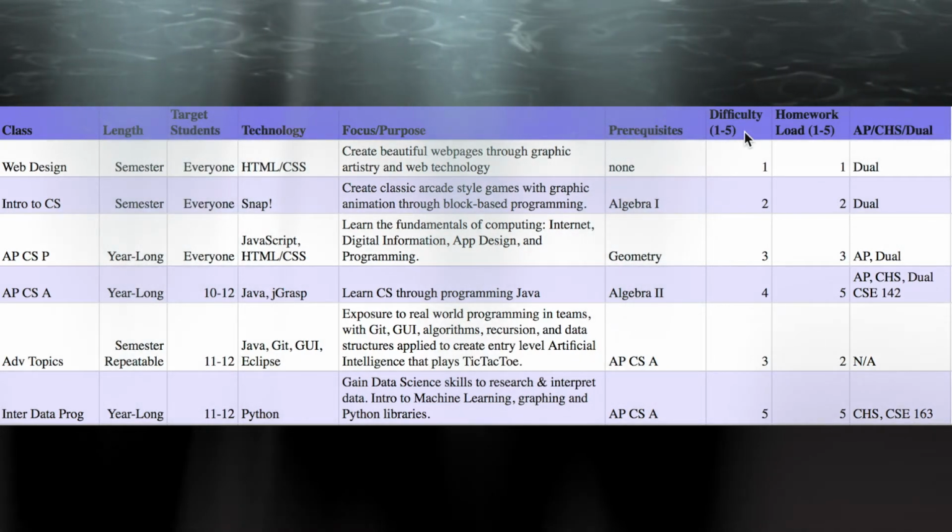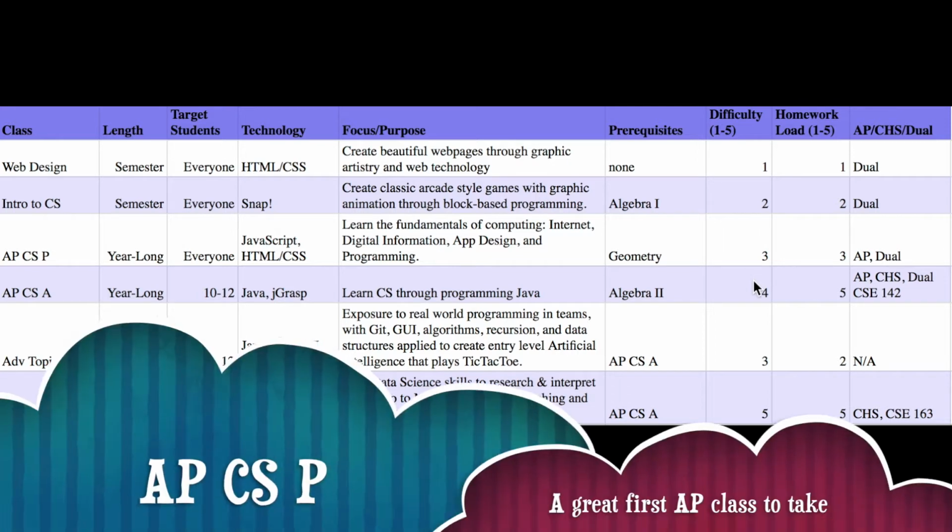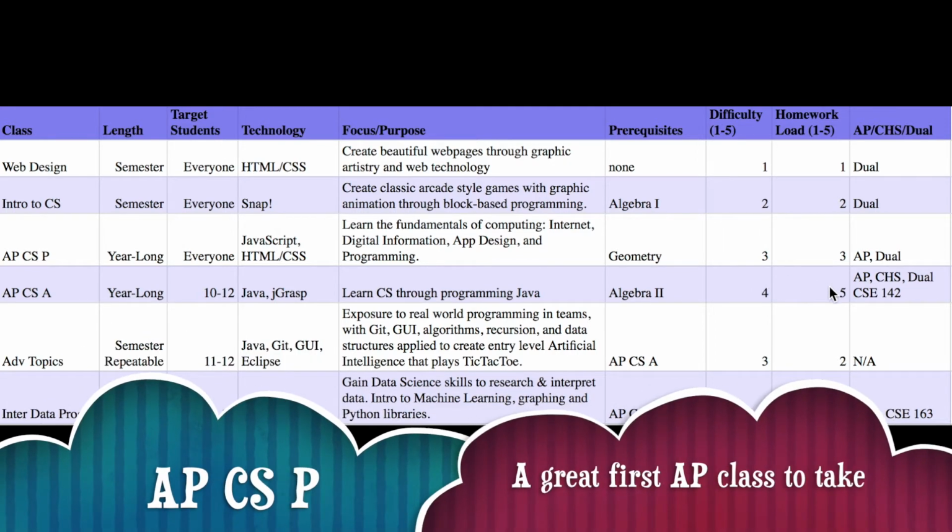First off, I want to explain what these 2 columns are that have these numbers 1 to 5. These are my own inventions. Basically what I'm trying to do is describe the difficulty of the class and the homework load, which I have distinguished from one another. So the difficulty has to do more or less with how hard it is to learn the material. The homework load is how much homework you have to do. And the scale is supposed to be relative to all the other classes.